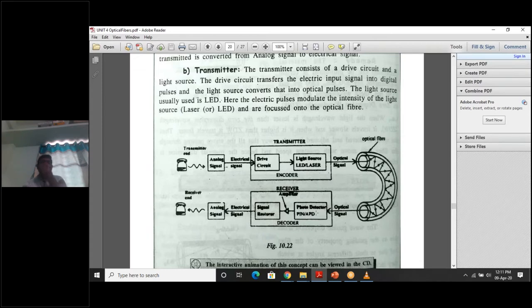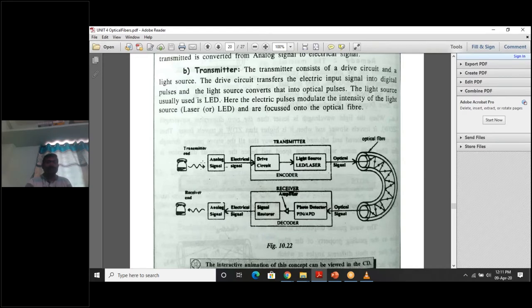Photo detector. What is the photo detector? It converts the optical signal into an electrical signal. This is the amplifier. What is the use of the amplifier? The amplifier will enhance the strength of the signal. Then this is what? Signal restorer. What is the use of the signal restorer? It will convert the electrical signal to an analog signal.